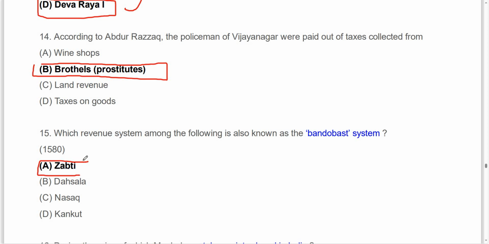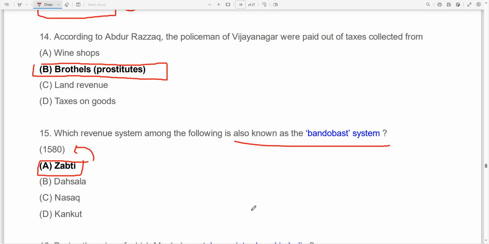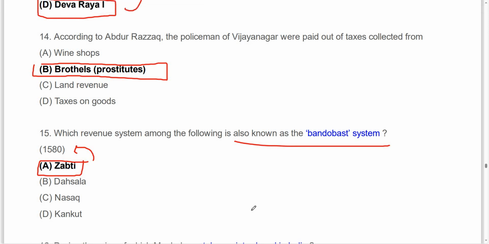The Zabt system is called the Bandobast system, and this was constituted in 1580. So, which revenue system among the following is known as the Bandobast system? The Zabt system of revenue is also known as the Bandobast system, 1580.